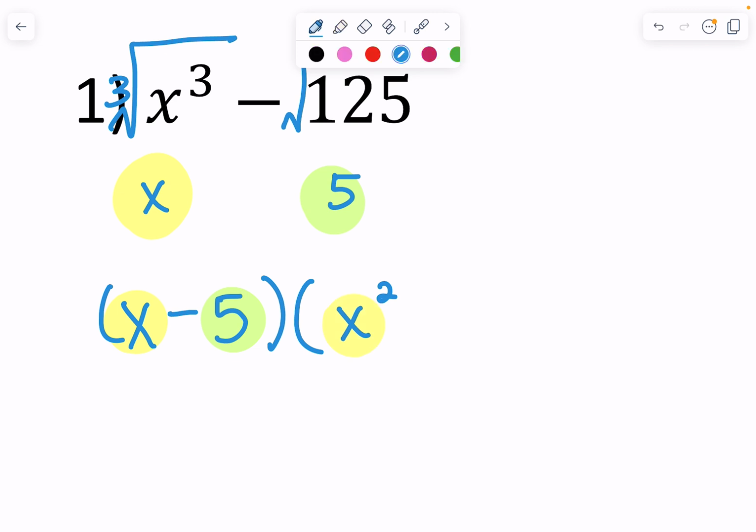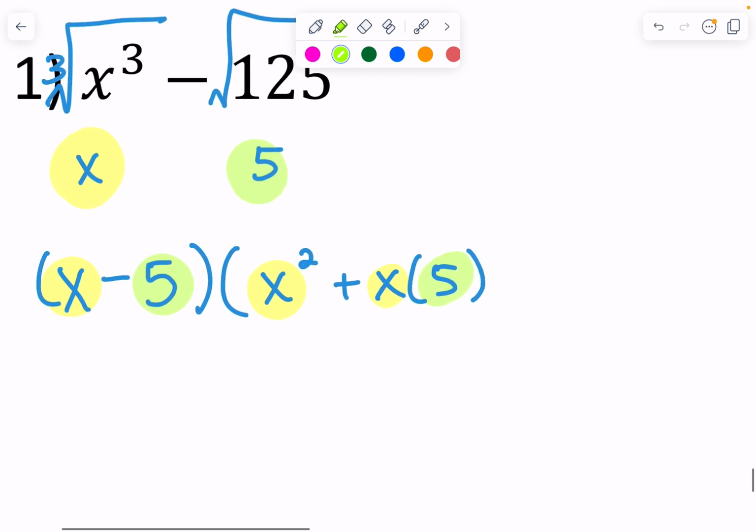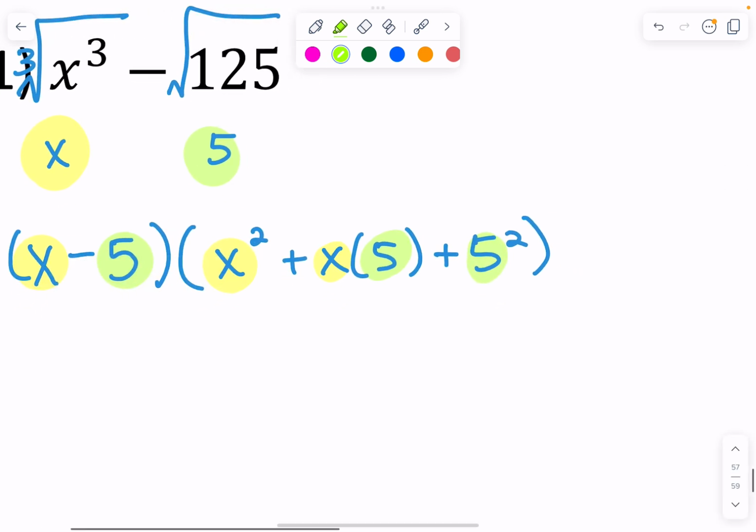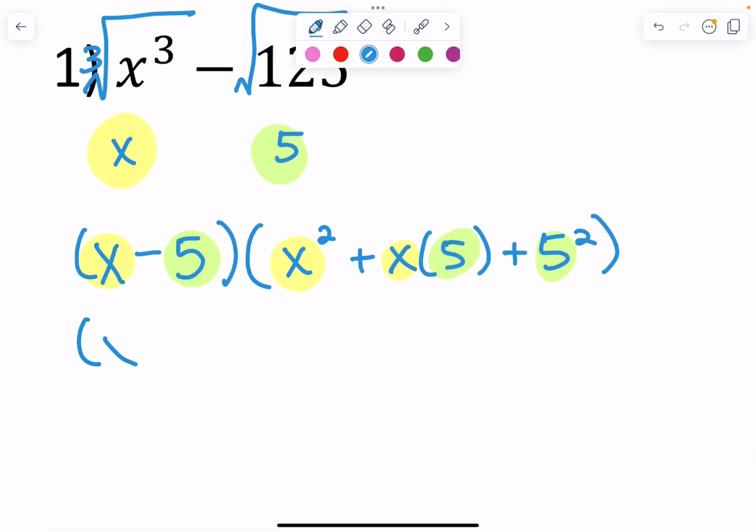then I'm going to have plus the product of those two numbers, and then plus the last term squared. When I put it all together, put it all together slash simplify.